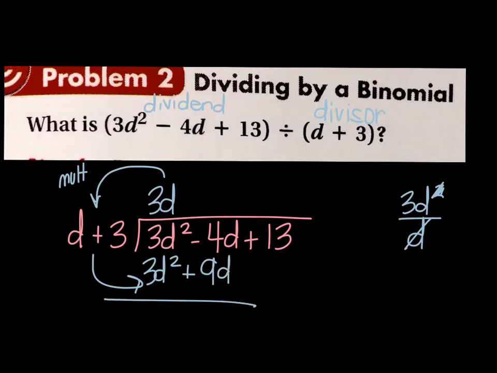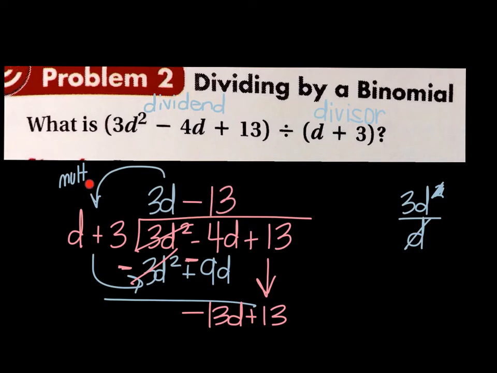Then you subtract. And here you got to remember to subtract everything, so you're going to distribute the subtraction sign. Those cancel, and this comes down, and you get negative 13d. And then you bring down the plus 13. And how many times will d, so now you have to divide again, how many times will d go into negative 13? The answer is negative 13 times, and still you're going to take that, multiply, write it beneath it, subtract.